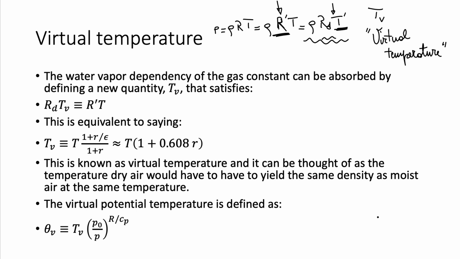And virtual temperature, if you just plug in, remember that R prime was RD times (1 plus r over epsilon) over (1 plus r). Okay? So TV is simply T, the RDs get simplified. And so virtual temperature is going to be related to the mixing ratio in this way, with an approximate formula like this. Okay?